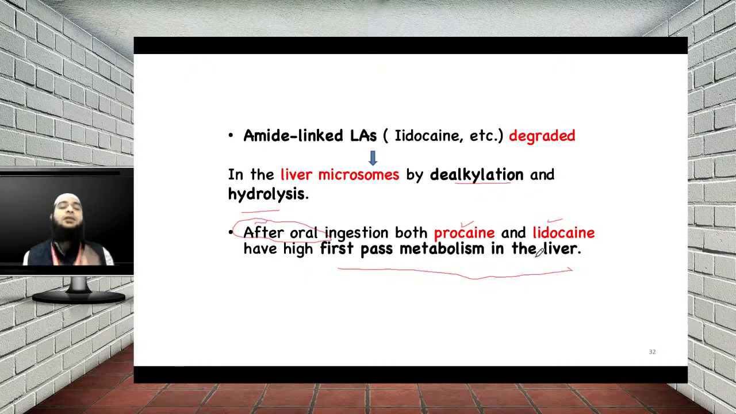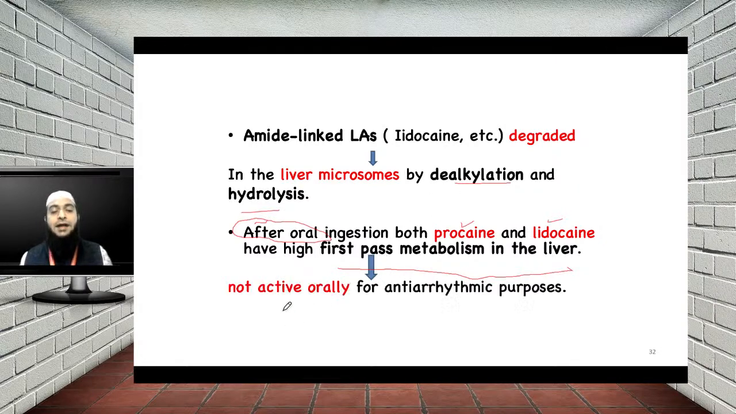It means in the liver local anesthetics quickly undergo metabolism. As they undergo metabolism, their systemic concentration is going to decrease. So after oral ingestion, both procaine and lidocaine have high first pass metabolism in the liver, and they are not active orally for anti-arrhythmic purpose.